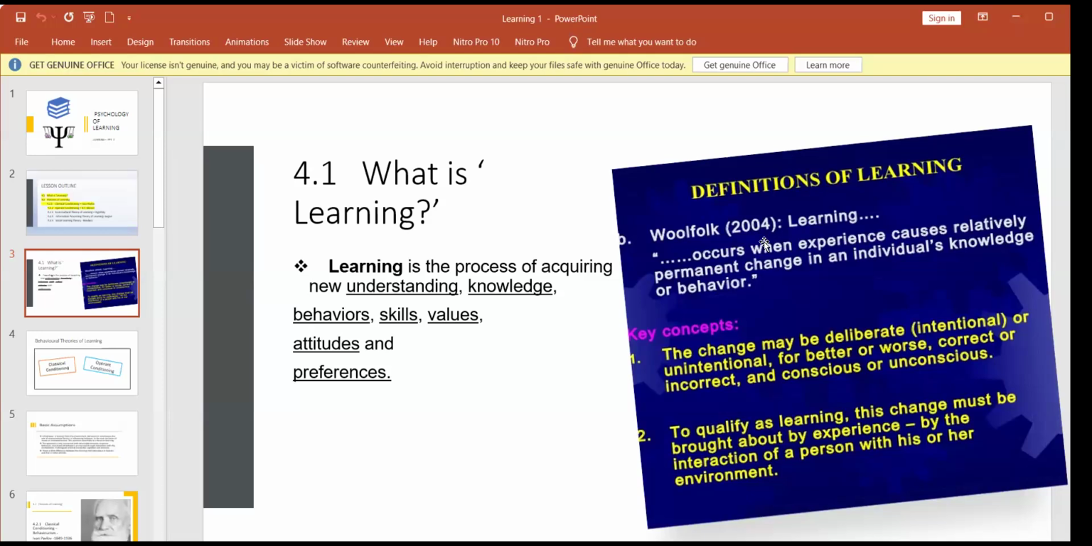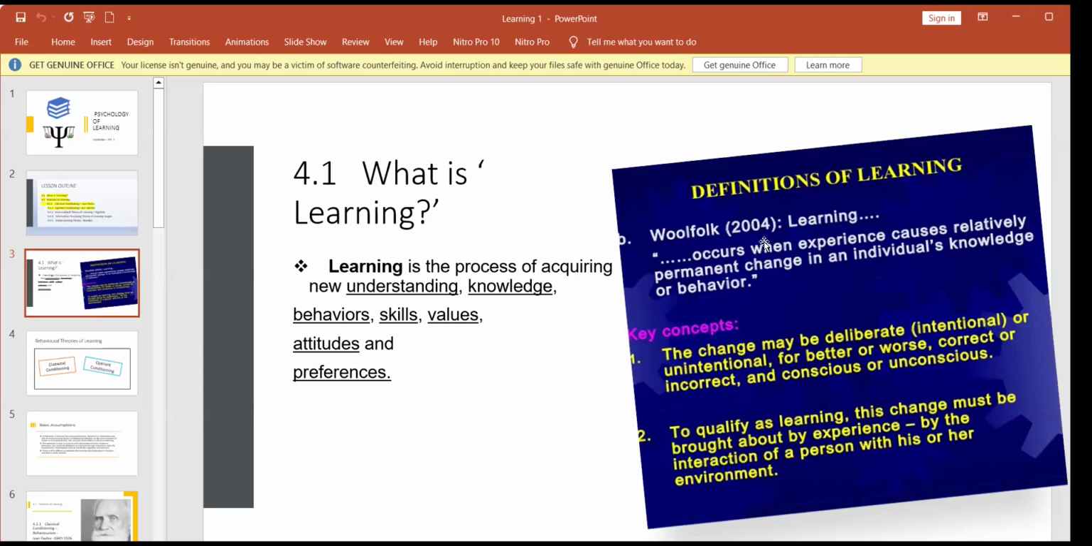We learn not only knowledge. That is what Woolfolk has said, indirectly suggesting we learn attitudes, skills, behaviors, temperaments, etc. So you are taken to a broader understanding of what learning is about by looking at the nots. The first not is we learn not only knowledge. So indirectly you're suggested that we learn skills, attitudes, behaviors, preferences, etc.